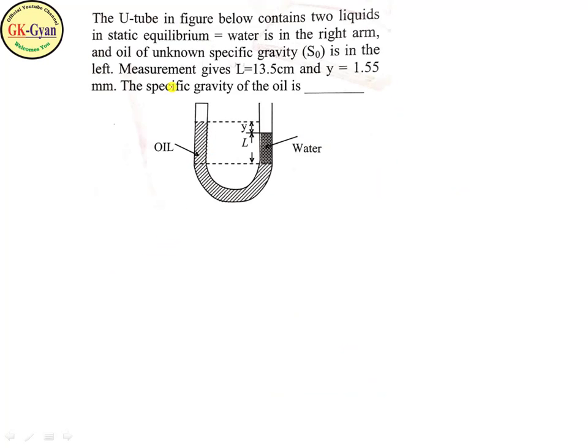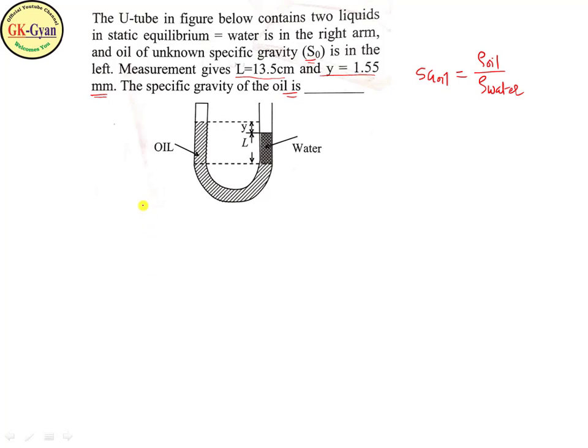The next question says that the U-tube in the figure below contains two liquids in static equilibrium. Water is in the right arm and oil of unknown specific gravity SO is in the left arm. Measurement gives L equal to 13.5 centimeter and Y equal to 1.5 mm. You have to find out the specific gravity of oil. We know the specific gravity of oil is the density of oil upon the density of water, the standard fluid.